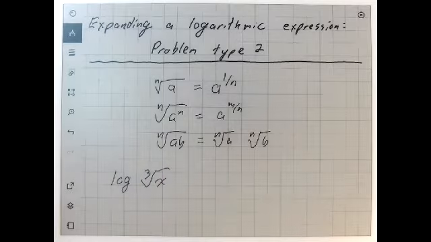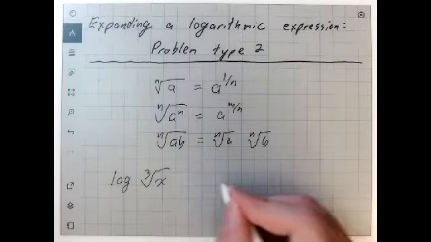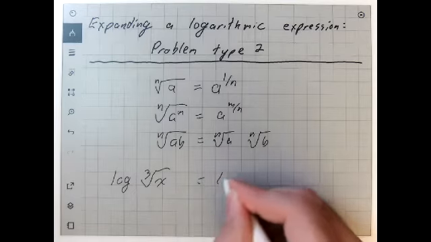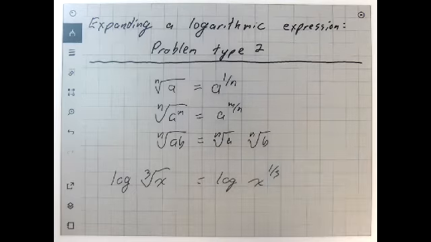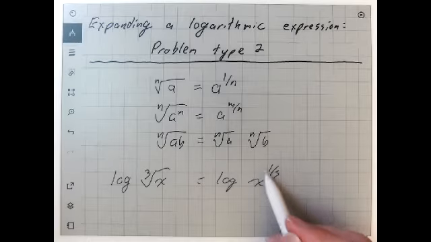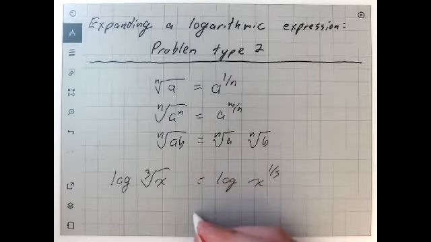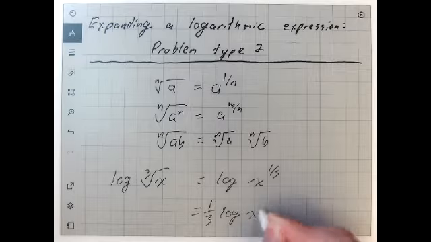log of the cube root of x by rewriting that as the log of x to the 1/3 power, and then using the property of logarithms to bring that 1/3 out front and call it 1/3 times the log of x.